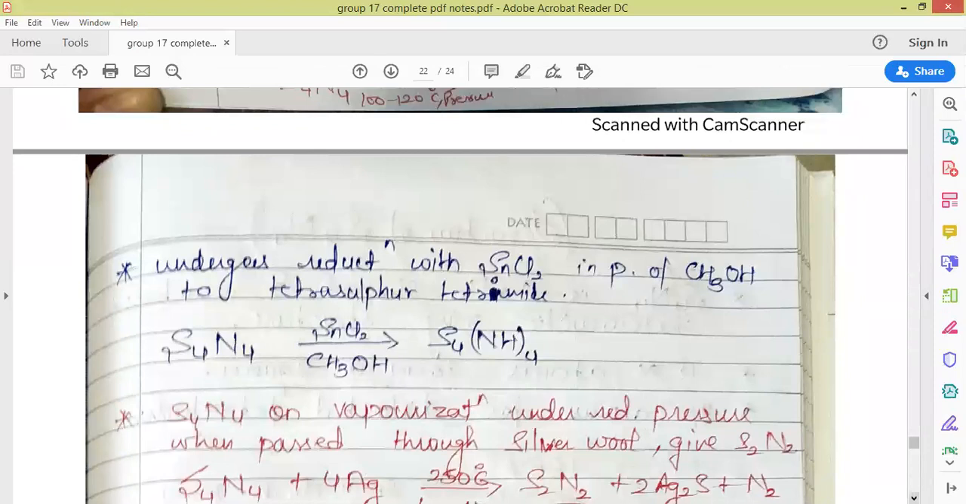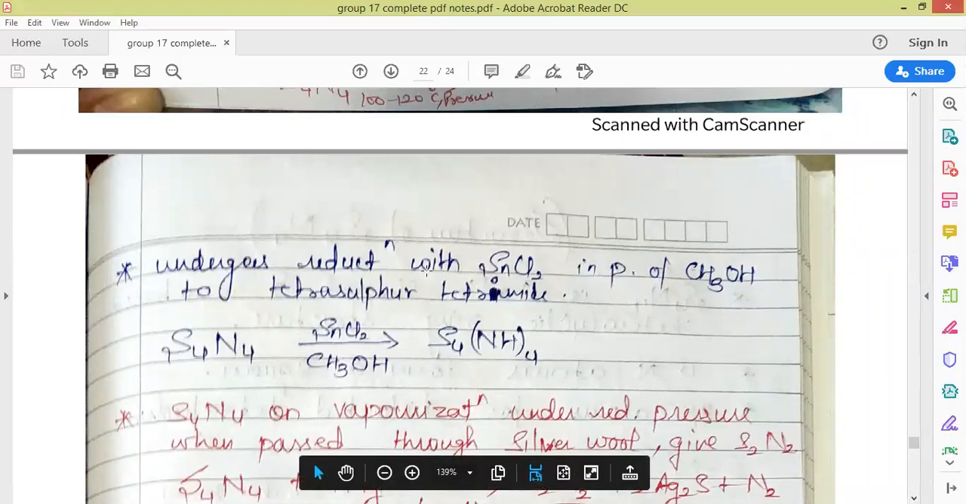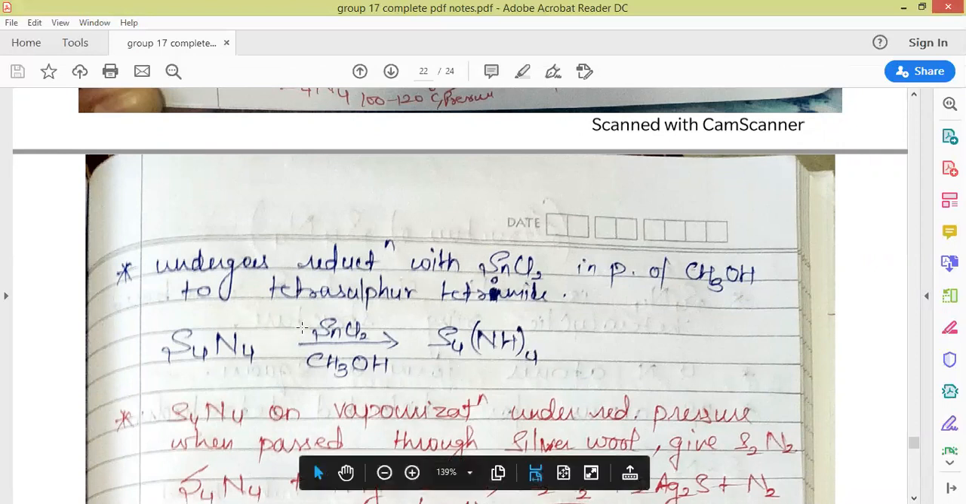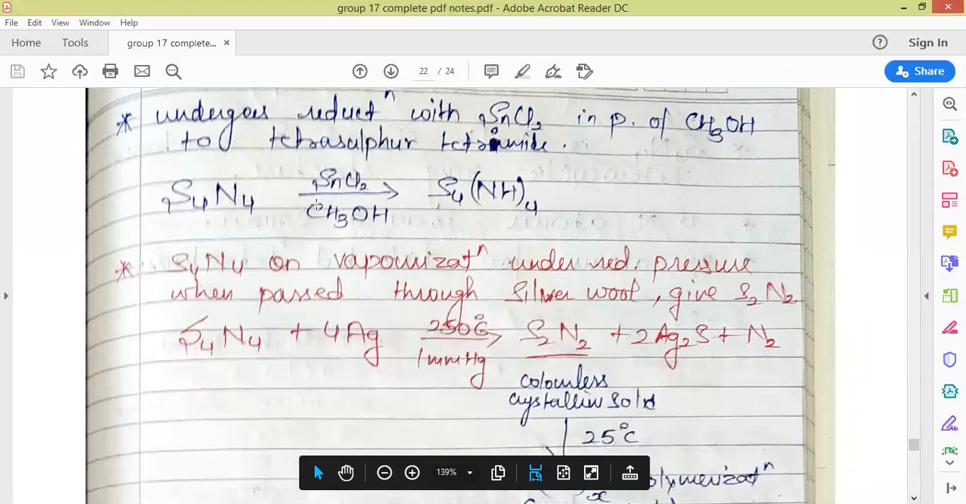S4N4 undergoes reduction with SnCl2 in presence of methanol. It gets reduced to give this product, and SnCl2 gets oxidized to give SnCl4. This reduction takes place in the presence of methanol and with SnCl2 as reducing agent. Hydrogens are supplied from the methanol.